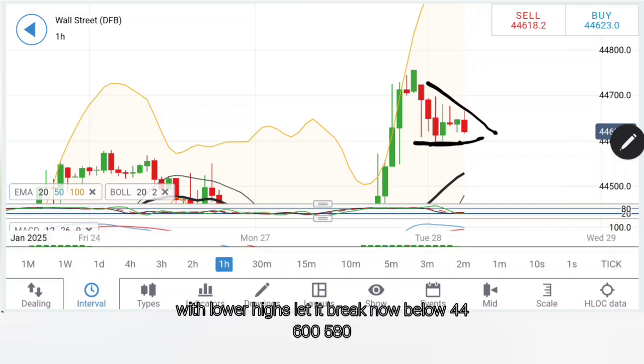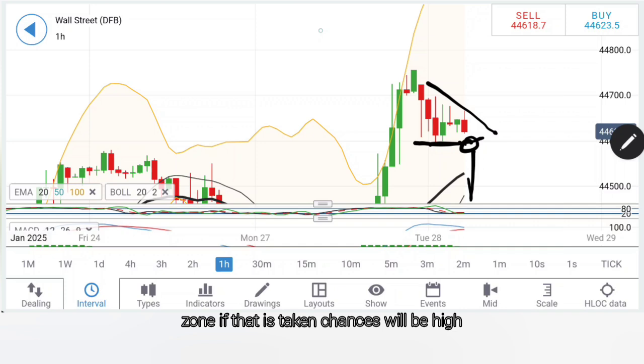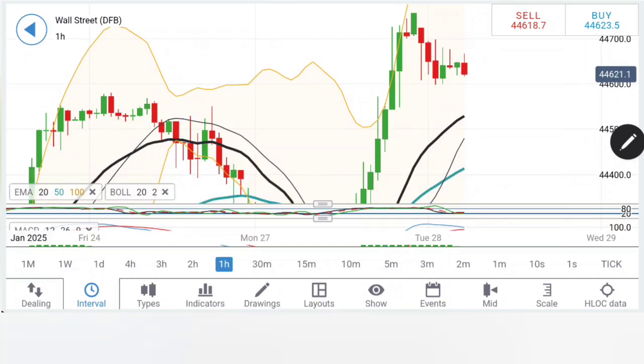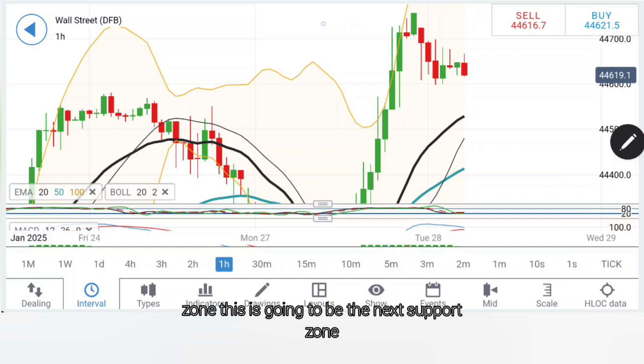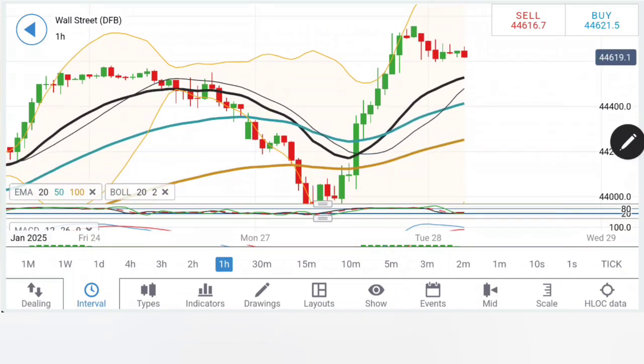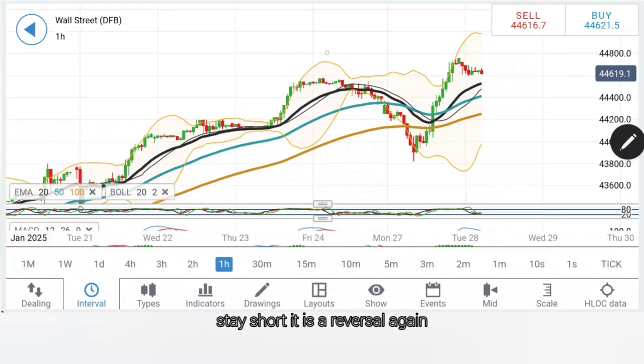Let it break now below 44,600, 580 zone. If that is taken, chances will be high that we may see a move towards 44,500 and 44,480 zone. This is going to be the next support zone, and below this 44,400 should appear. If at any point of time US30 trades below 44,400, stay short, it is a reversal again.